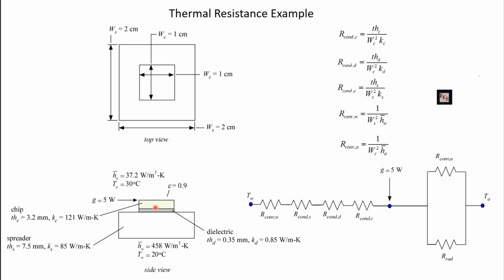that's how far I have to move the energy, divided by the conductivity of the chip, and then the area available for conduction. The area available for conduction is the area that I see when I look down on top of this chip. So our conduction resistance is right here: it's the thickness divided by WC squared times KC.